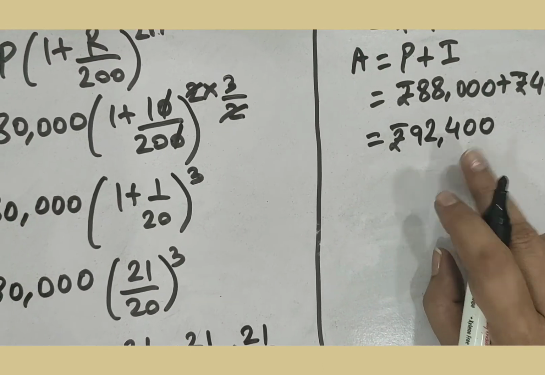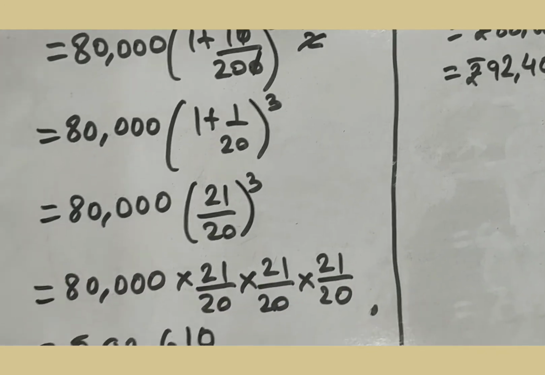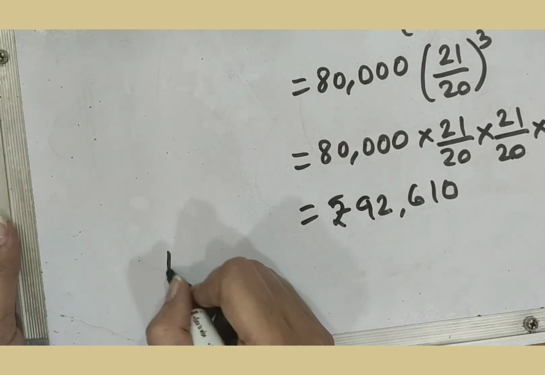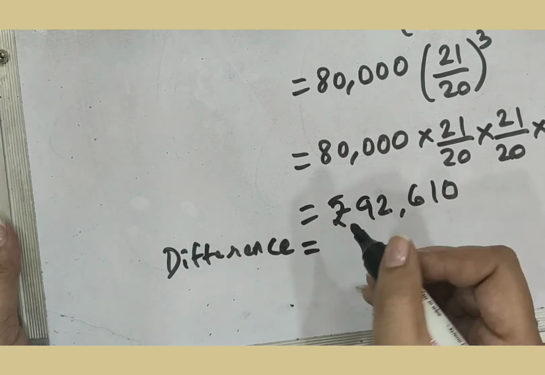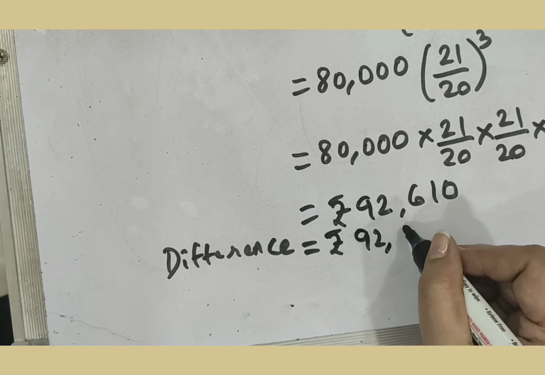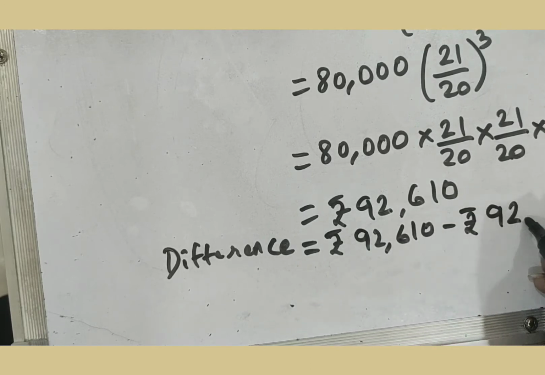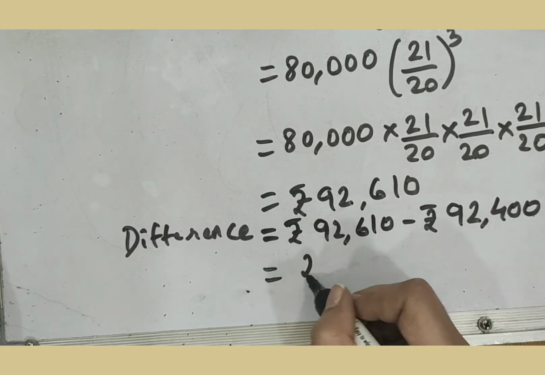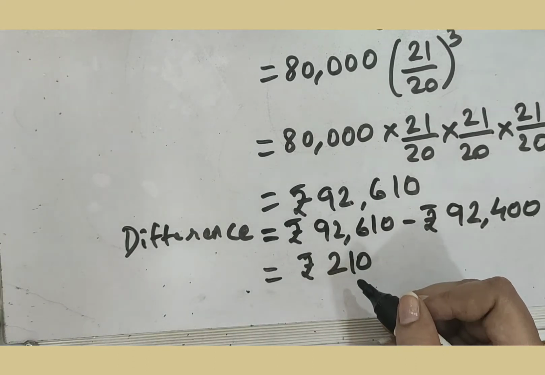So this amount I have got after calculating when interest is compounded half yearly, and the other amount I got when interest is compounded yearly. Now we have to find the difference between both. So my difference will be equal to rupees 92,610 minus rupees 92,400. So if I subtract, I will get rupees 210 as the difference.